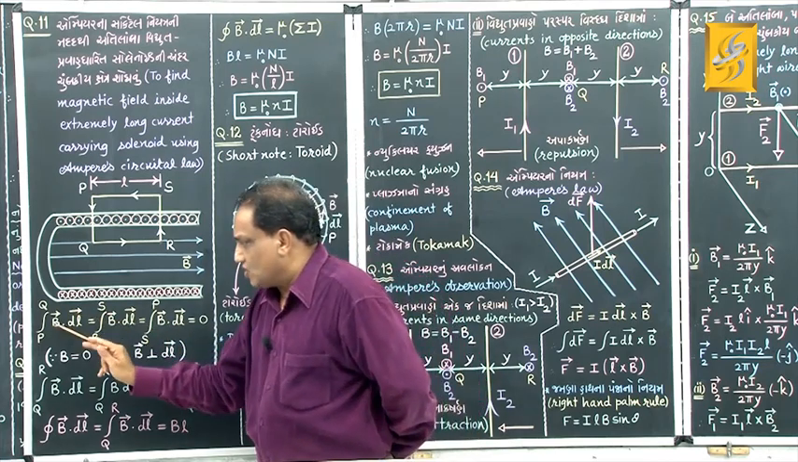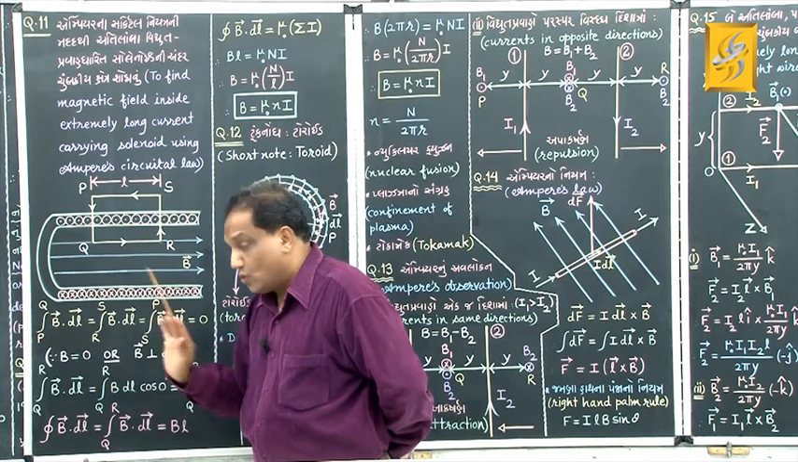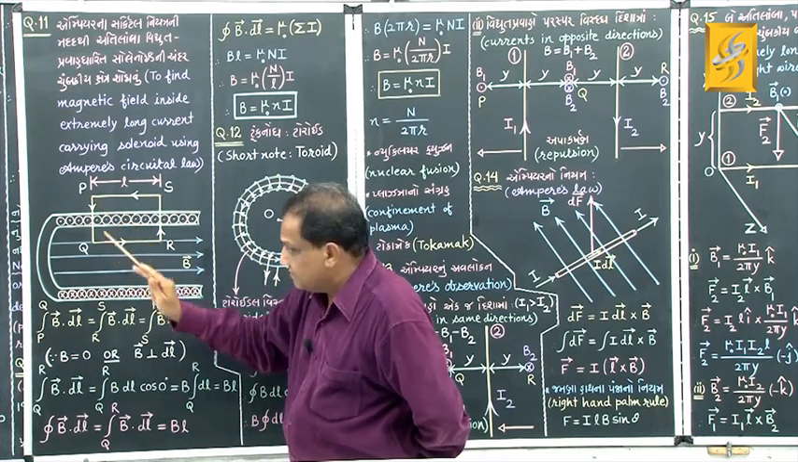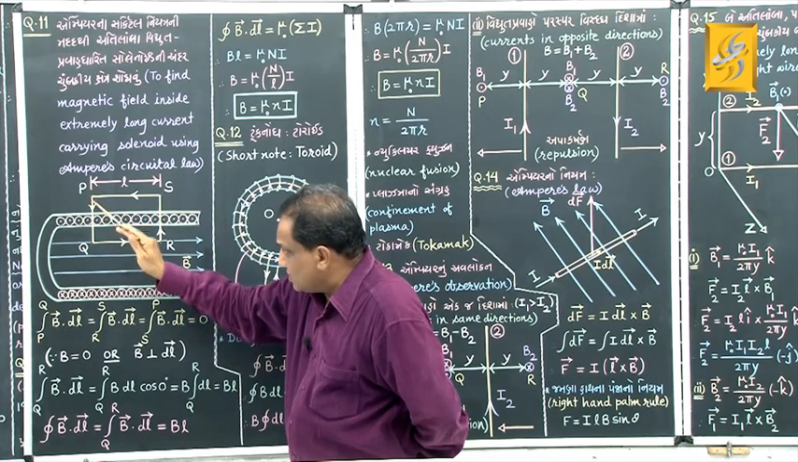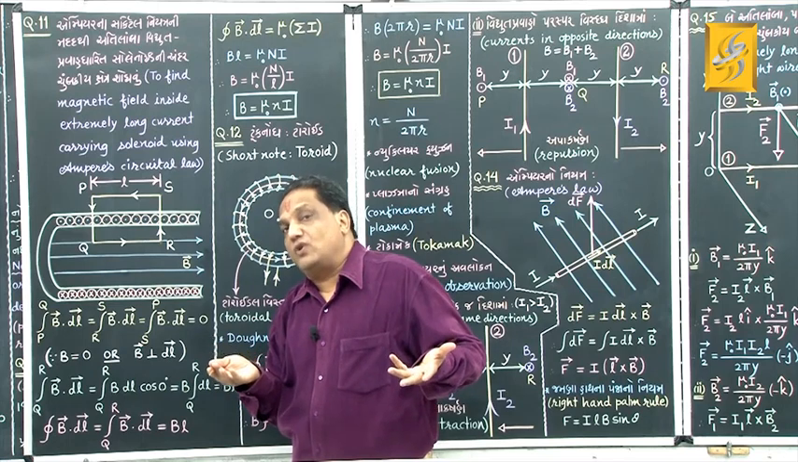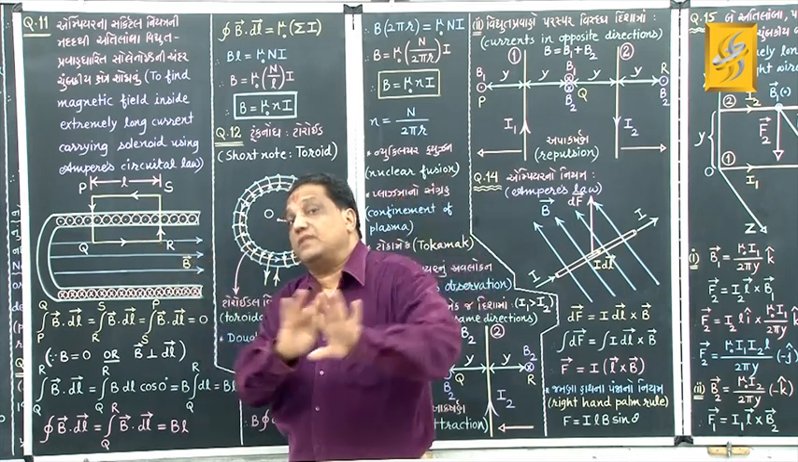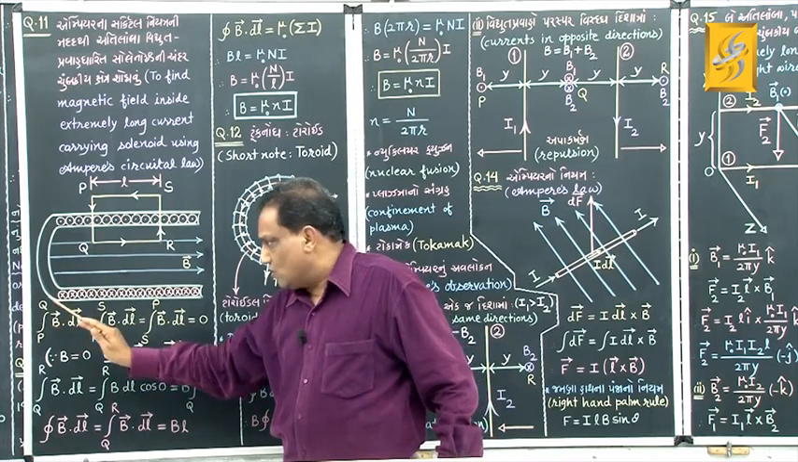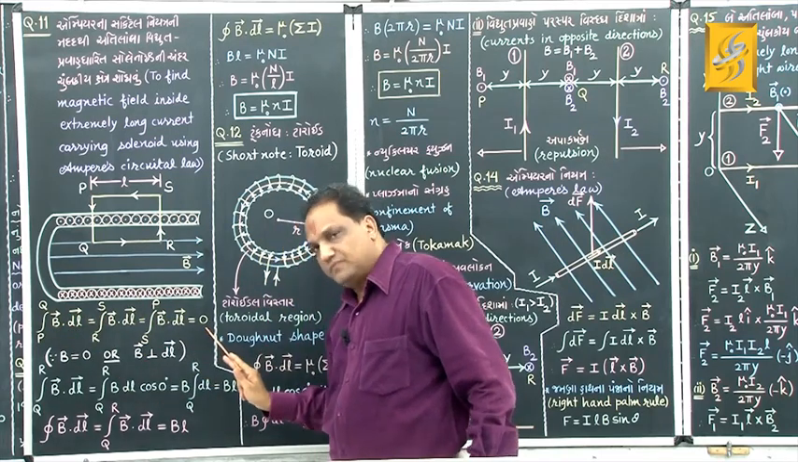When you take the line integration of magnetic field from P to Q, look here, this much part is outside the long solenoid, and for an extremely long solenoid in the outer region there is no magnetic field, so B is 0. Because B is 0, this whole term will be 0, correct?